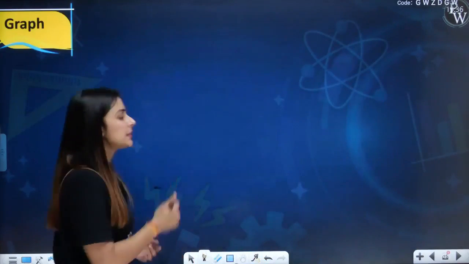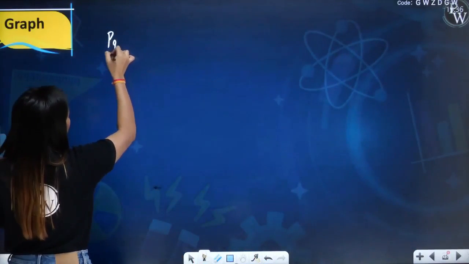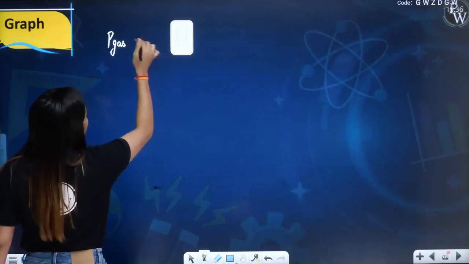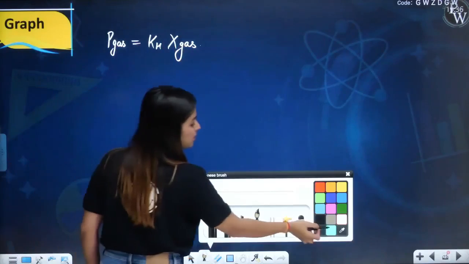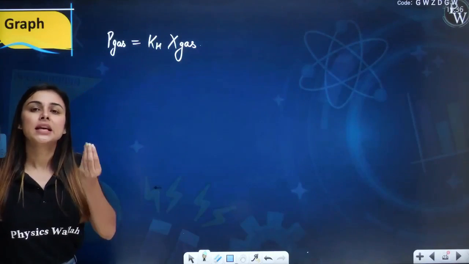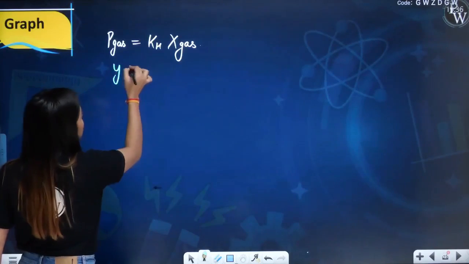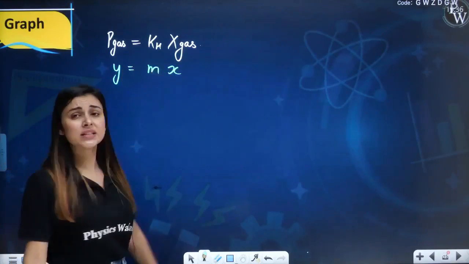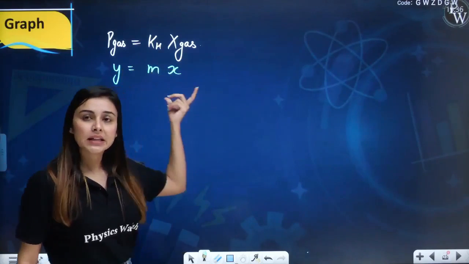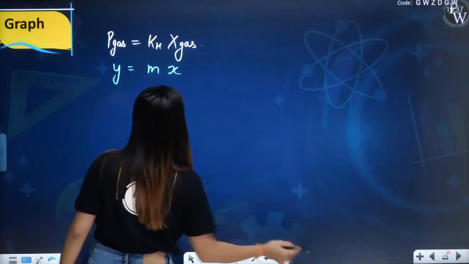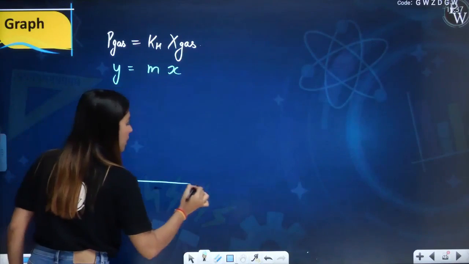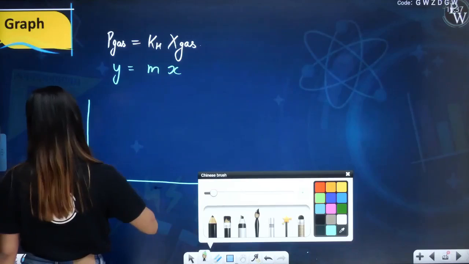Now you have to plot a graph. Graph is very easy. You don't have to do a lot of things. See, you know that P of gas is equal to KH into mole fraction of gas. If you know a little about the graphs, then a straight line graph is y is equal to mx, which is a straight line passing through the origin, right? This expression is for a straight line passing through the origin. So the plot will be something like this.